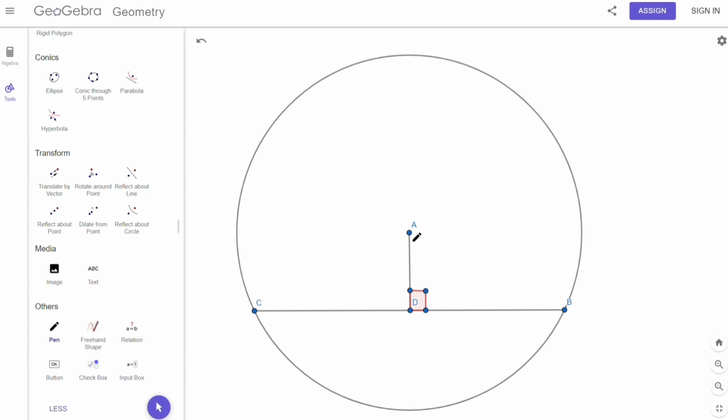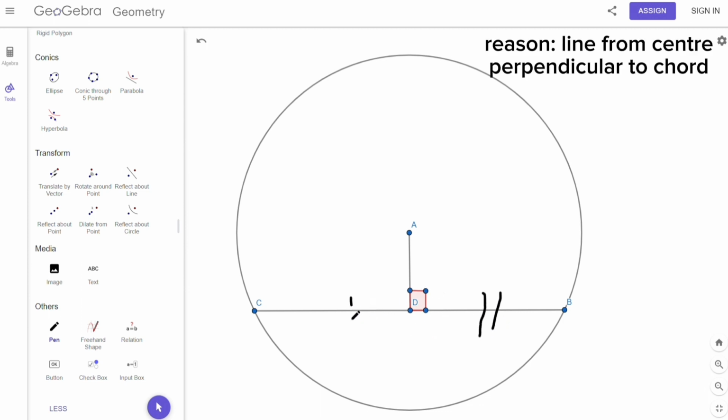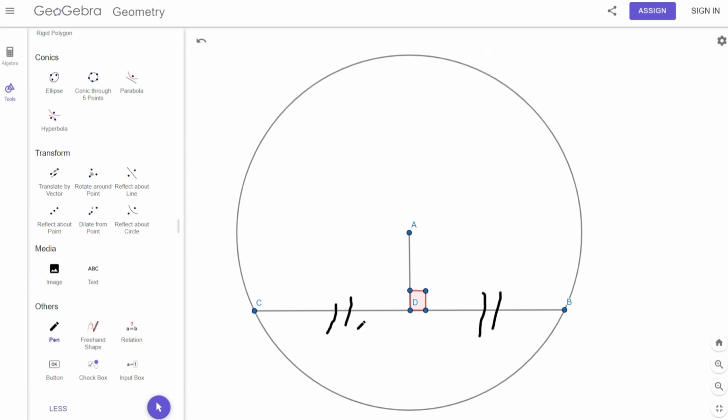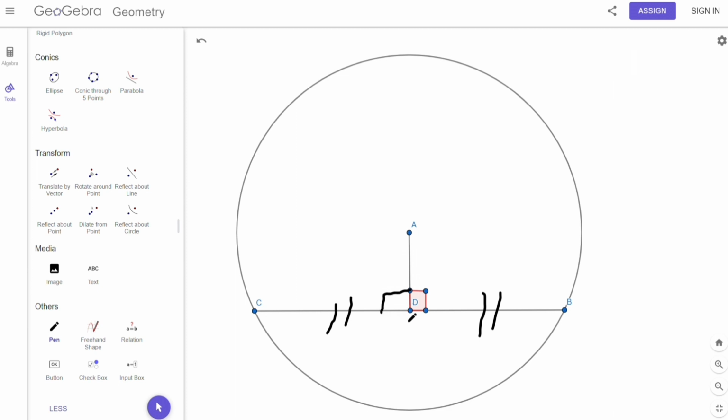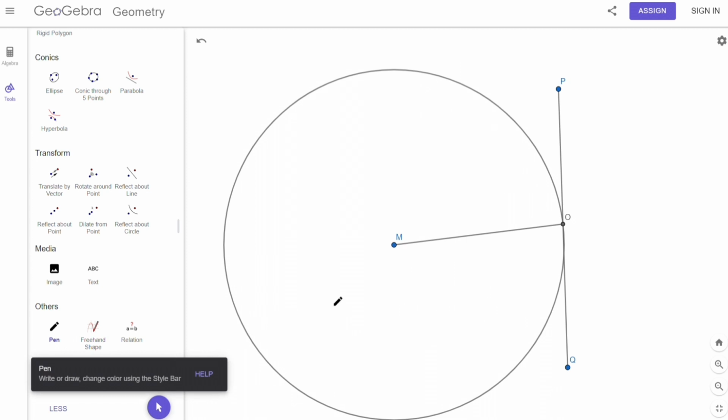In Theorem 1, when there's a line drawn from the center of a circle to a chord and the two lines are perpendicular to each other, then the chord is bisected. If there is a line drawn from the midpoint of a chord to the center of a circle, then the two lines are perpendicular to each other. This is Theorem 1.